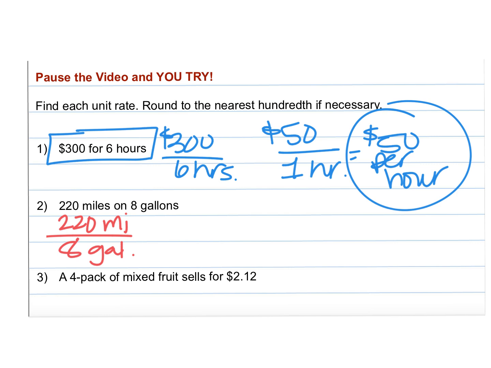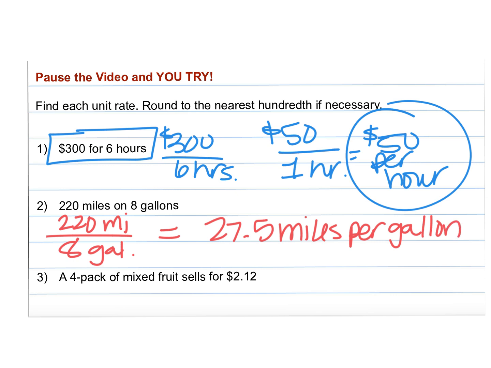I'm going to do 220 divided by 8, which is going to give me 27.5 miles per gallon, or you could also write it as miles per gallon, either way. But as long as you have a label. And going back up here to the money, remember the $ goes in front of the number, and we always want to make sure that we do label it as money so we know what it is.